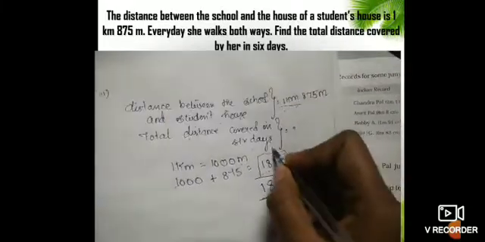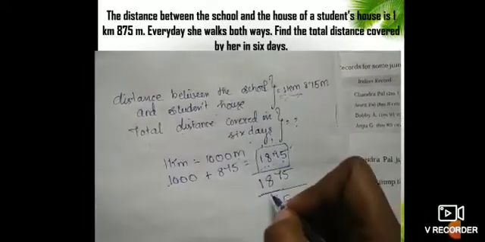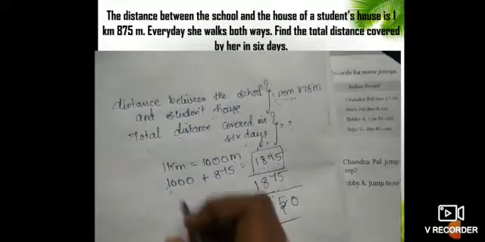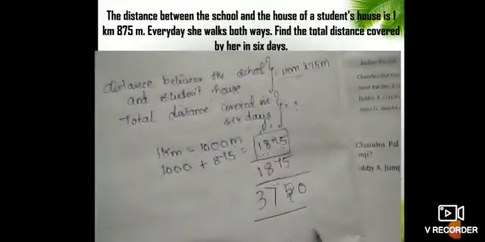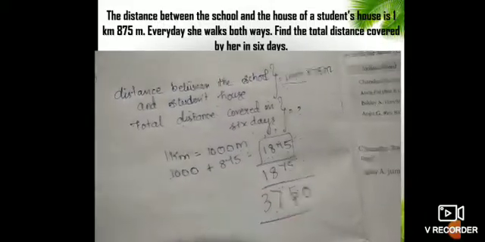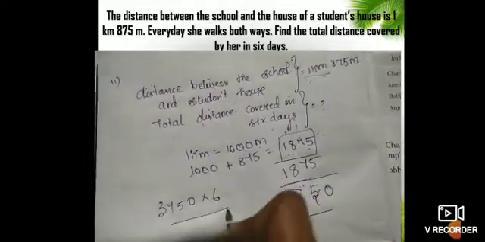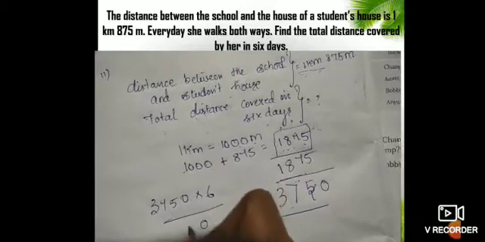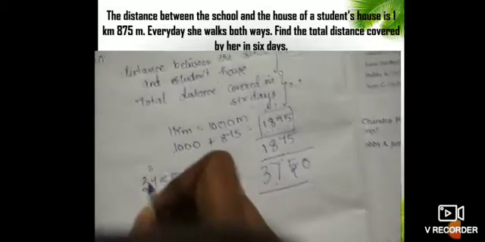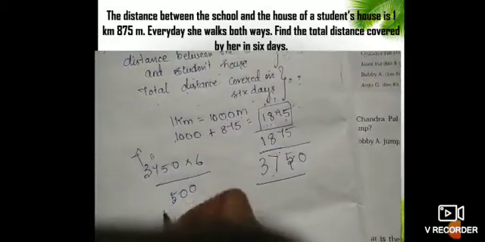So 0 1, 15 1, 17 1 3. So 3750, right? Now we have to multiply this 3750 with 6. Let us do it, children. 3750 into 6. 6 zeros are 0, 6 5s are 30, 6 7s are 42, 45, 4, 6 3s are 18, 19, 20, 21, 22.